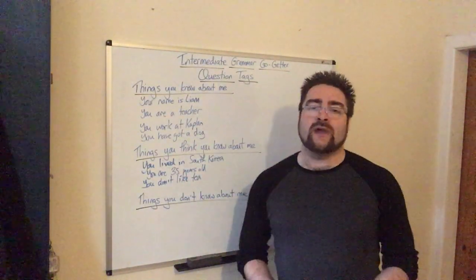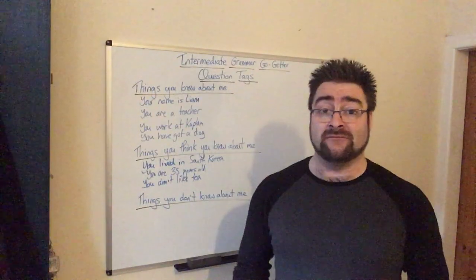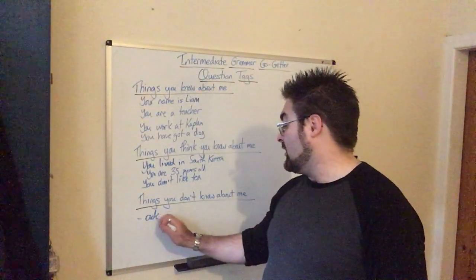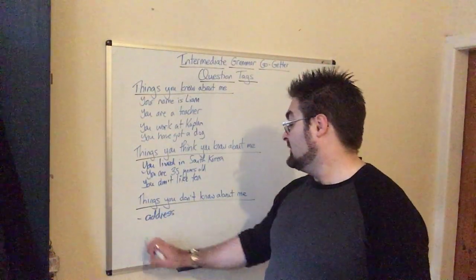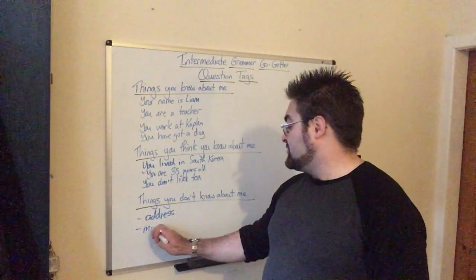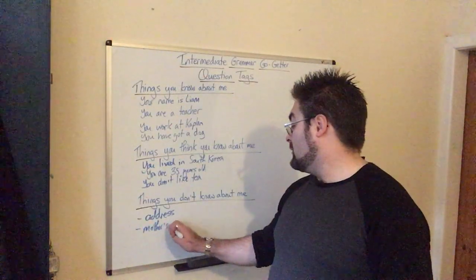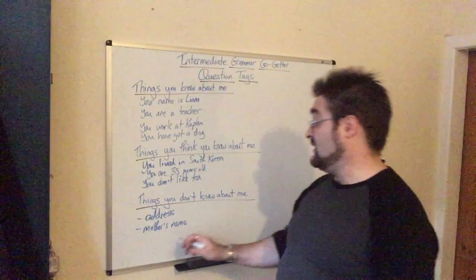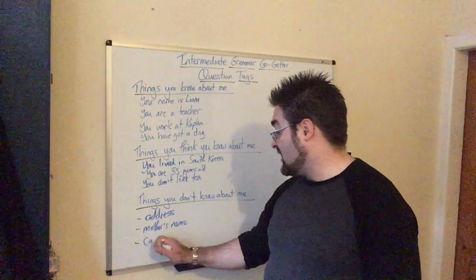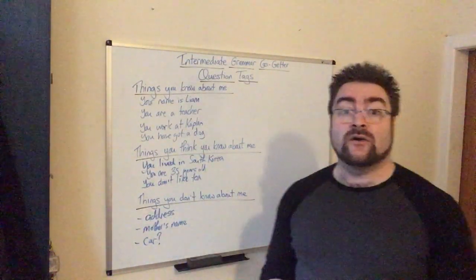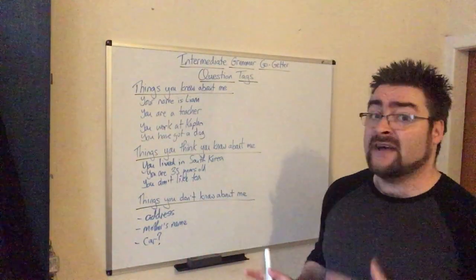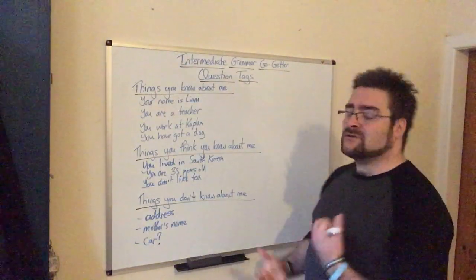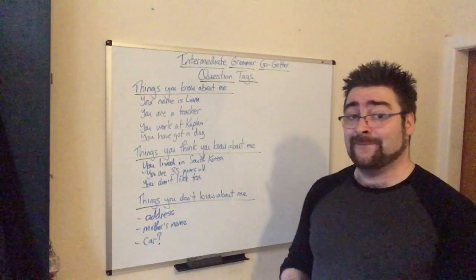And then you tell them, okay, things you don't know about me. You've got absolutely no idea. So they'll go something like your address, your mother's name, let's see, do you have a car? Okay, these are things that they really don't know. I haven't mentioned to them at any point. Okay, and then it's now time to have a look at the question tag.